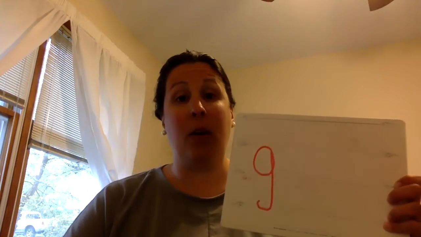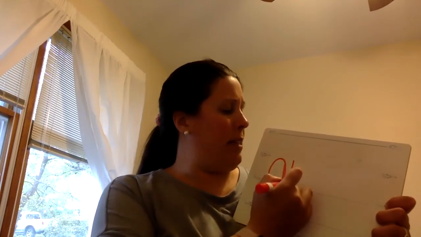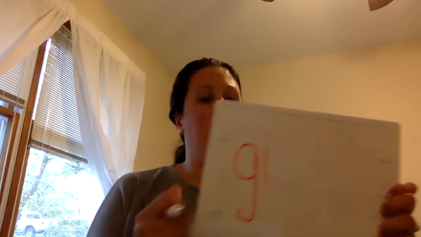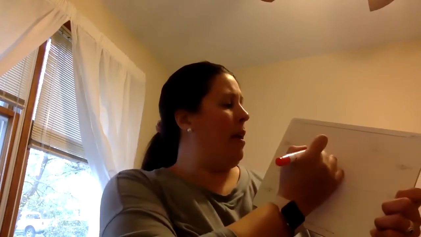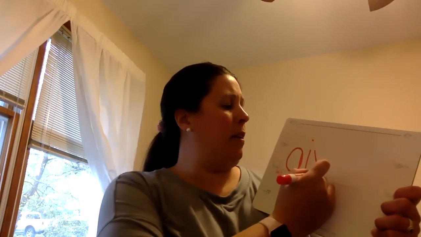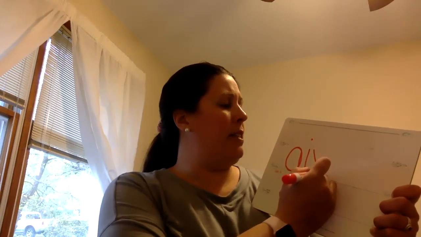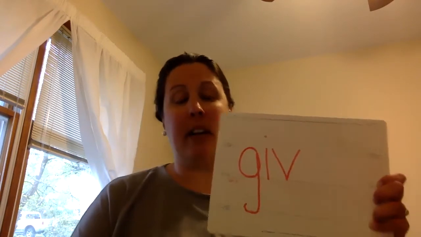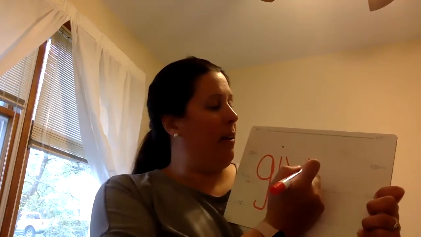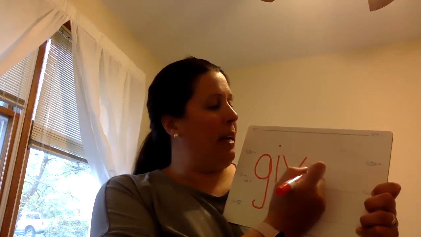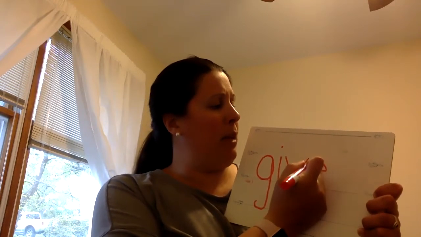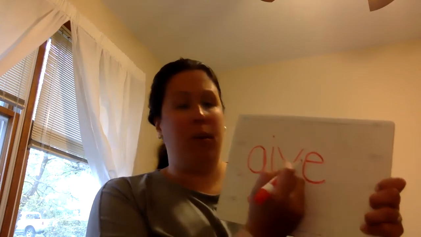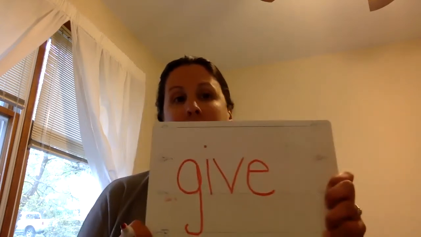Next letter in our word give is an I. Plain line down to the grass line. Pencil comes off the paper. Then we're going to do a V. A V is a plain line letter. Down to the grass line. See how it slants and come back up to the plain line. And our last letter in give is an E. Start just below the plain line, hit it out, fly up to the plain line, come around and down. Notice how I close it. Give.